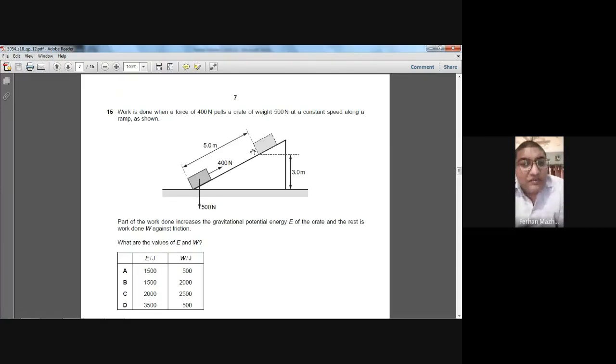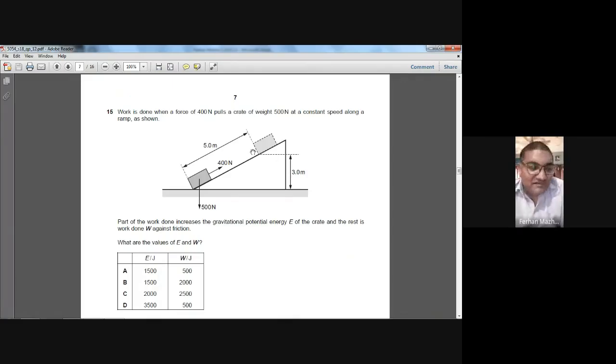But the gravitational potential energy you got in the body is just 1500. But you did a work of 2000 joules. But the useful thing happened only 1500 joules. So where did the 500 joules go? It was the work done against the friction. His question was, find out how much work is done against the friction.